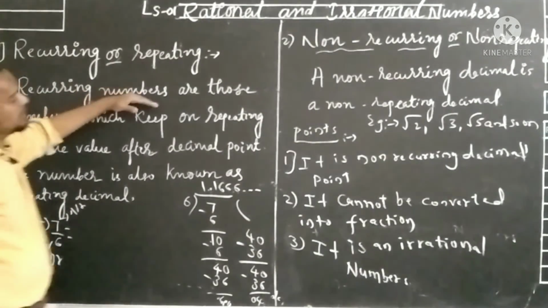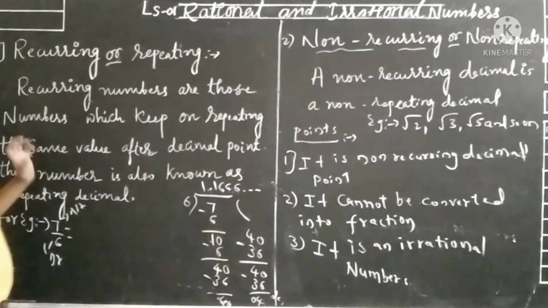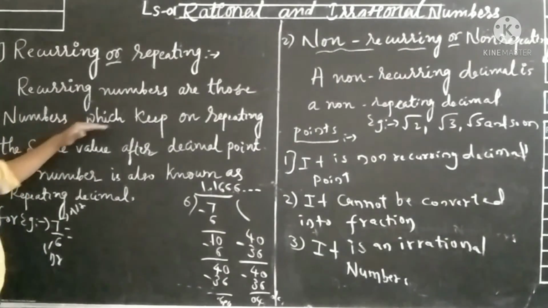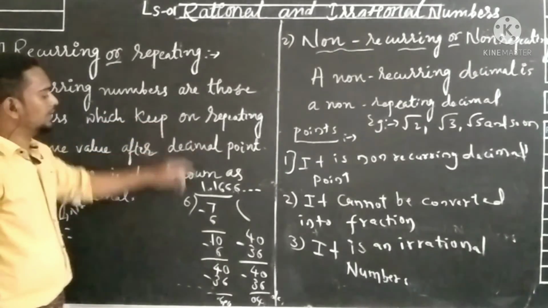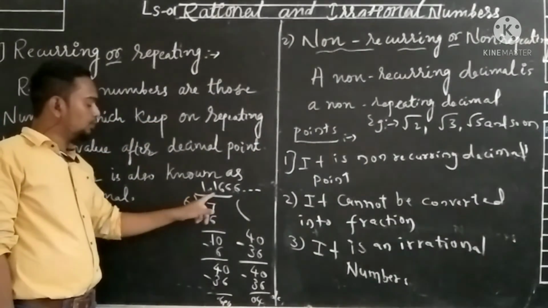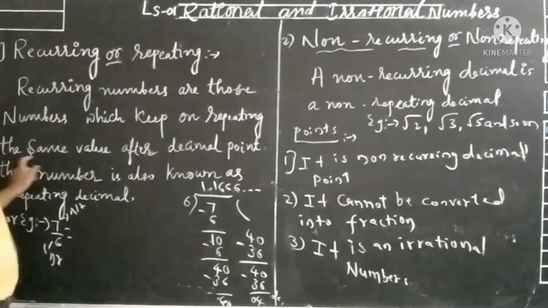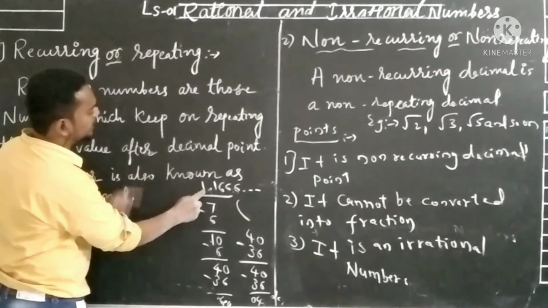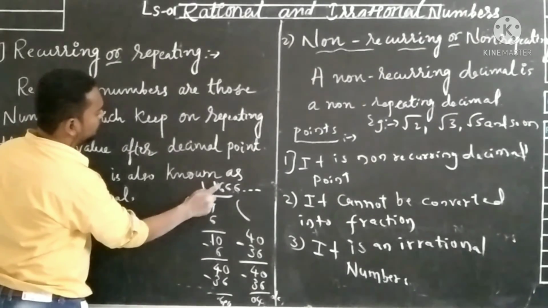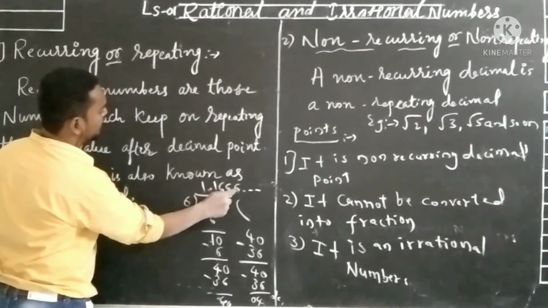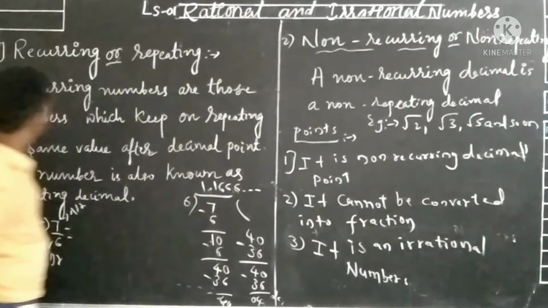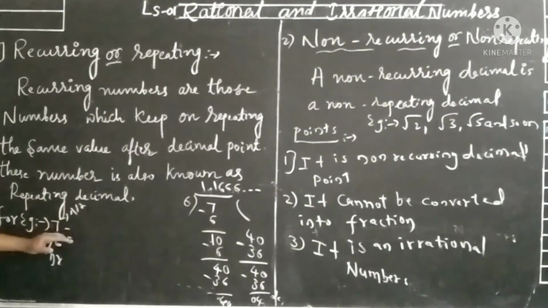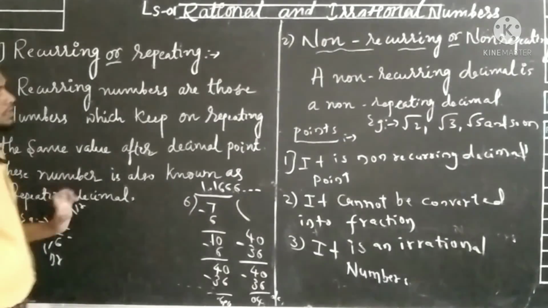Recurring numbers are those numbers which keep on repeating continuously the same value after the decimal point, like 1.1666. These numbers are also known as repeating decimals.